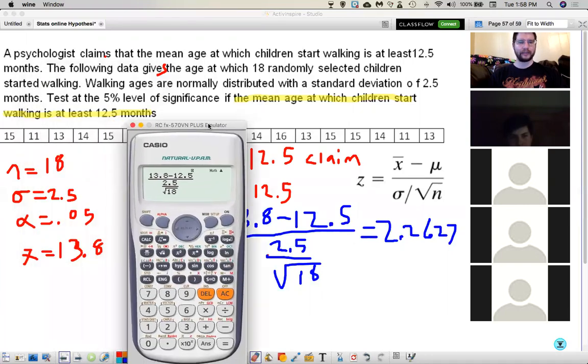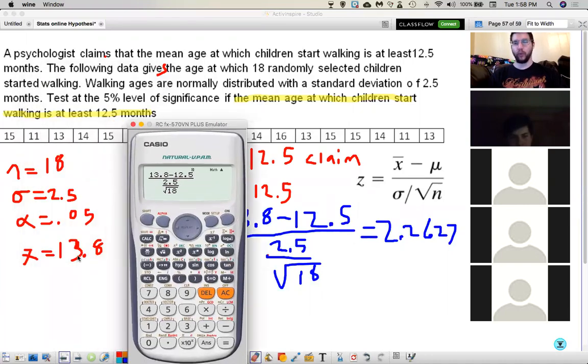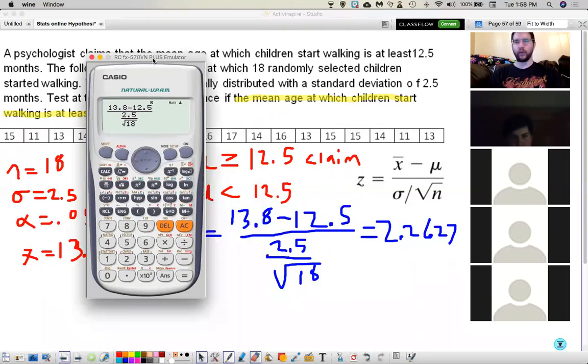As far as the data is concerned, our X bar should be 13.8. However, we got a more precise number in the calculator. So when we're doing calculations, we're going to use that. We don't round until the end of the problem. So if I did use the 13.8, you should have gotten 2.21. That could actually make a difference on this problem. I'll see if it does or not.